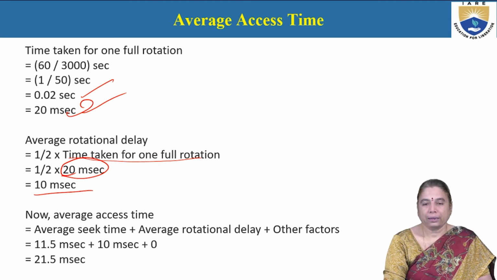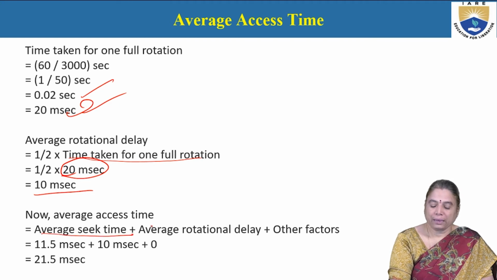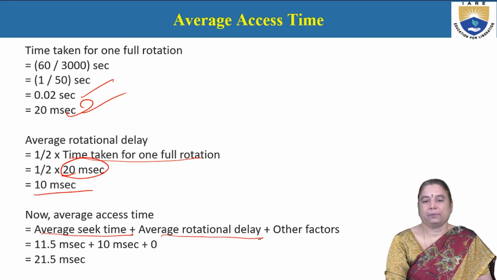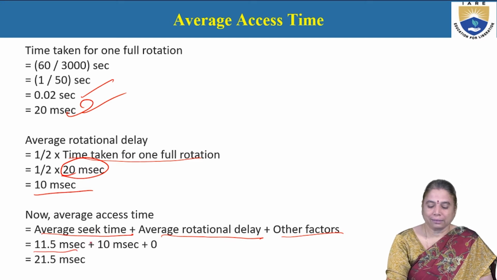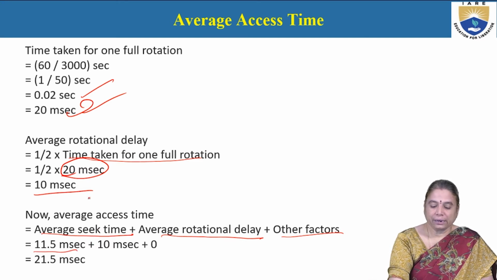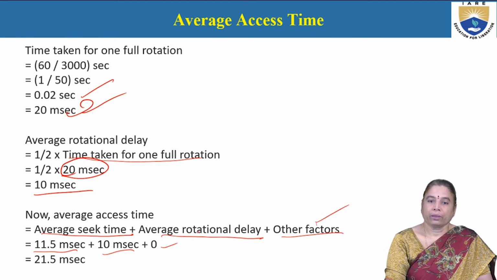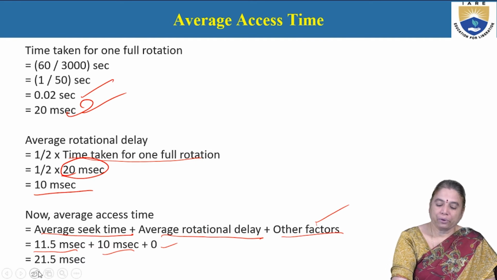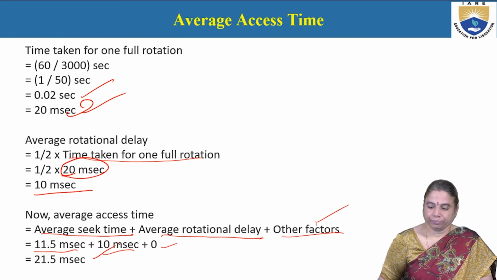Now we have to calculate average access time. Average seek time plus average rotational delay plus other factors is the average access time. So average seek time is 11.5 milliseconds and average rotational delay 10 milliseconds. No overhead or other factors are there, so it can be 0. So the answer can be 21.5 milliseconds.